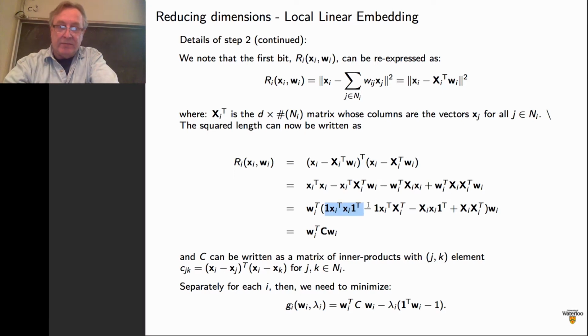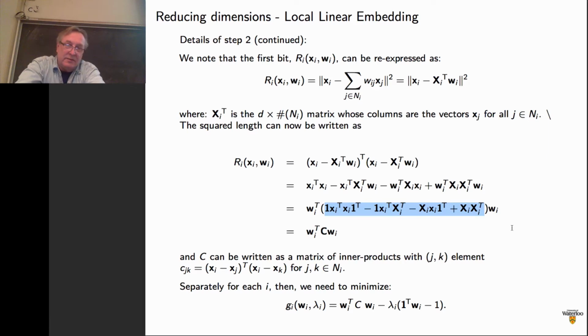So now I've got this ugly matrix in the middle, but it's symmetric. And if you work that out, it's going to be the matrix of inner products. If I is what I'm interested in, I'm going to look at xi minus xj transpose xi minus xk transpose. So the inner products of the difference between the guy you're interested in and two of the neighbors. We'll leave that as an exercise. Come back and we'll do it if we need to.